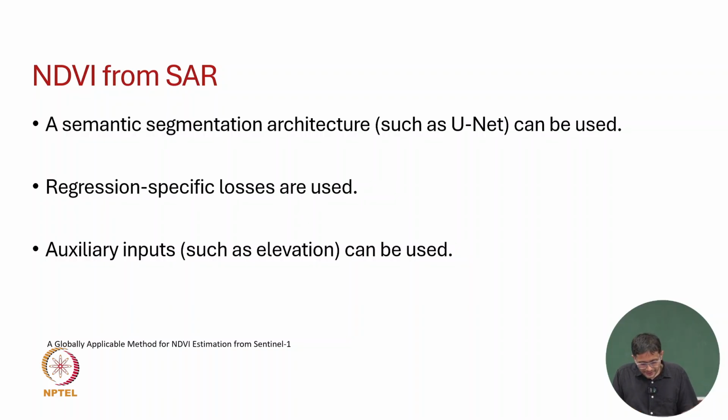While learning to predict this normalized difference vegetation index value, the assumption is that the model will have to learn meaningful feature representations. So this is the normalized difference vegetation index. Instead, something else also could be used there for predicting.